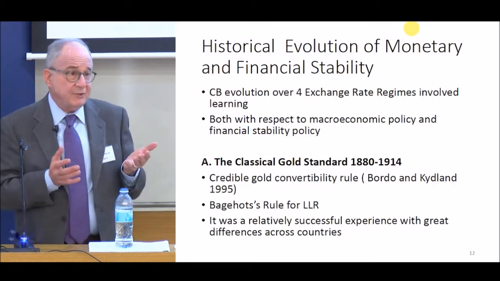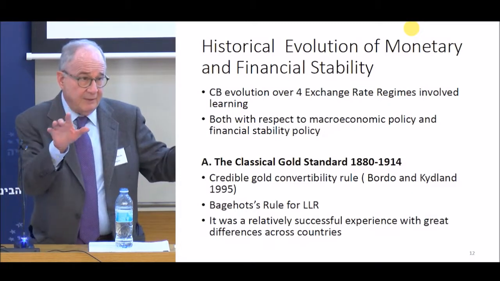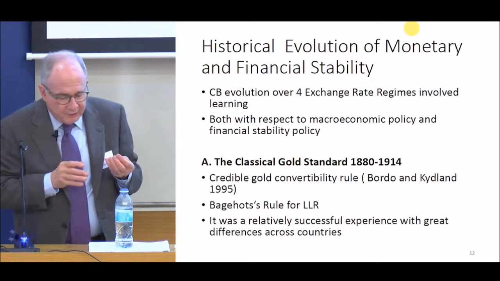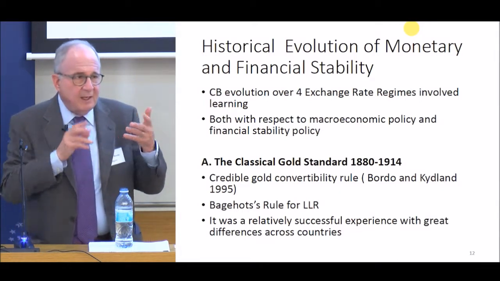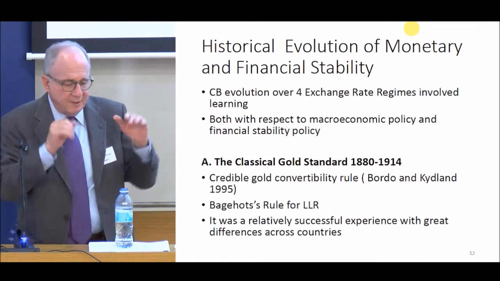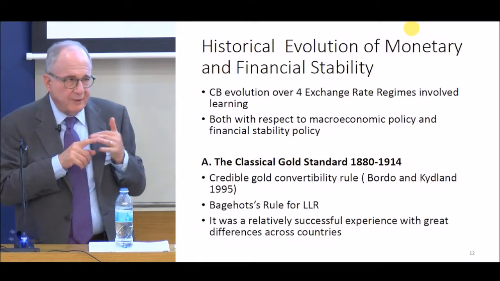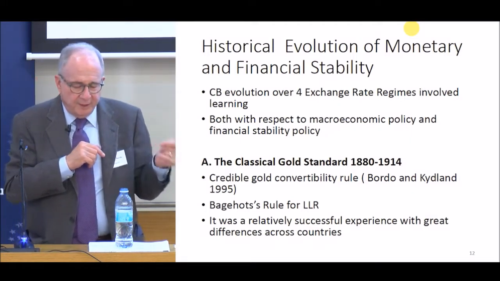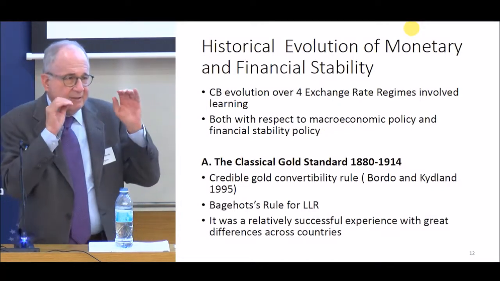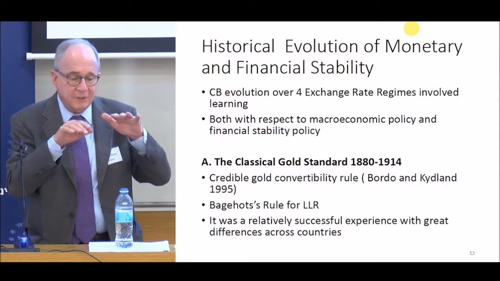So the first one's the classical gold standard. Okay, I'm not going to talk about the ancient stuff that Nathan's an expert on. That's the sort of predecessors to the classical gold standard. And there are a number of key concepts that come out of the gold standard. The first is that most advanced countries followed a credible gold convertibility rule. I wrote a paper on this with Finn Kydland a long time ago. They had to maintain convertibility of their currencies into gold at a fixed price.